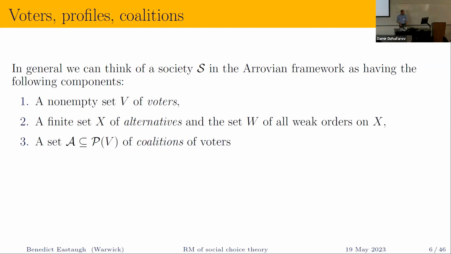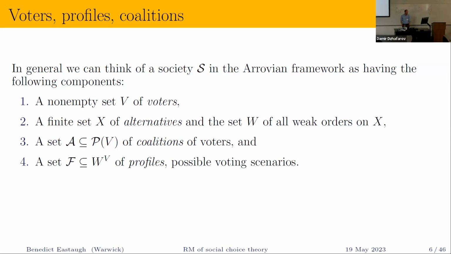And then we have a set of coalitions of voters. We can think of people as maybe falling into all kinds of different groups. In the original setup, in some sense, this notion of coalition doesn't play so much of a role, at least in the statement of the theorems, although it's important in the proofs. But the important thing for now is that we think of this as being an algebra of sets. So it contains the empty set, it contains the set V of all voters, and it's closed under intersections, unions, and complements.